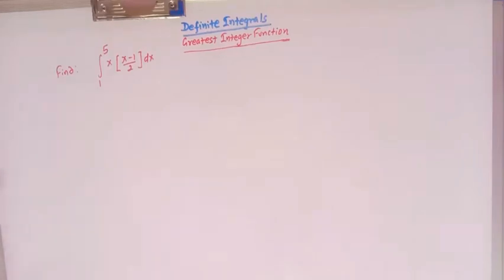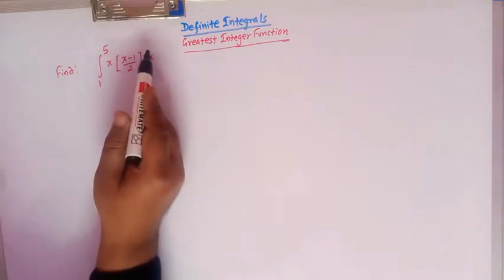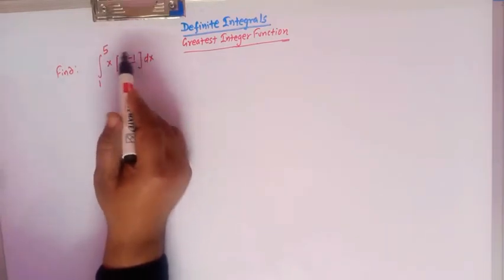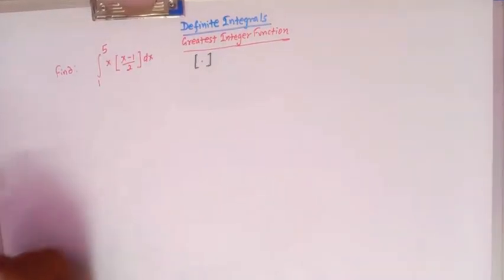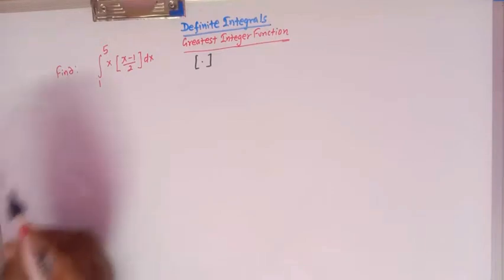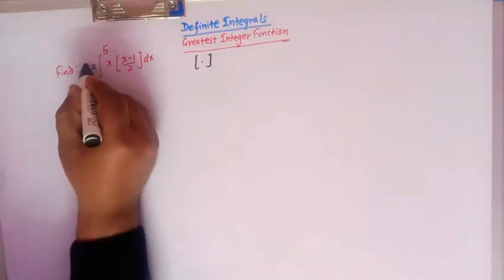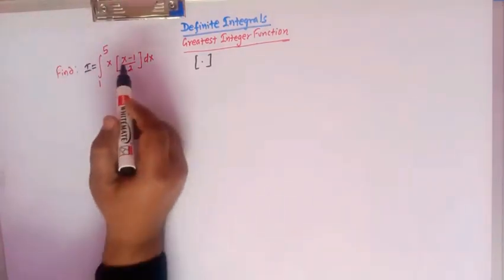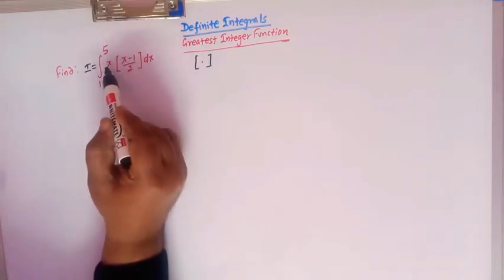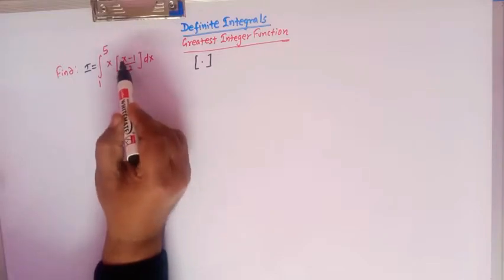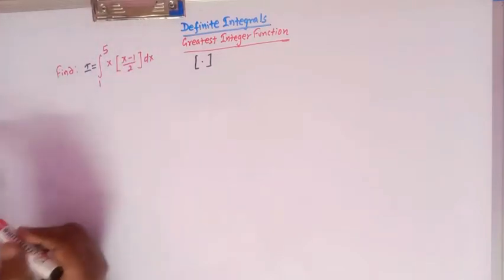Hello viewers, in today's class we are going to discuss one important integral from definite integrals. Here we have to integrate this function, where this sign denotes the greatest integer function. Let us call this integral I. Now here we'll integrate this function, which is x times the greatest integer function of (x minus 1) over 2.